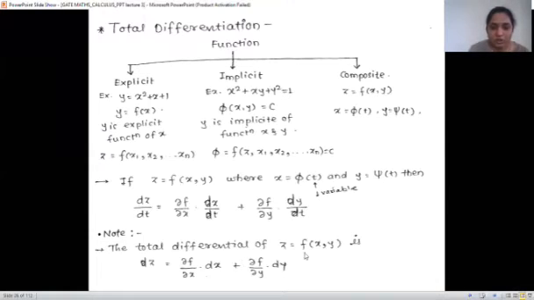So the total derivative of z, if z is just some function of xy, not a composite, is dz equals dou f by dou x into dx plus dou f by dou y into dy. Remember.